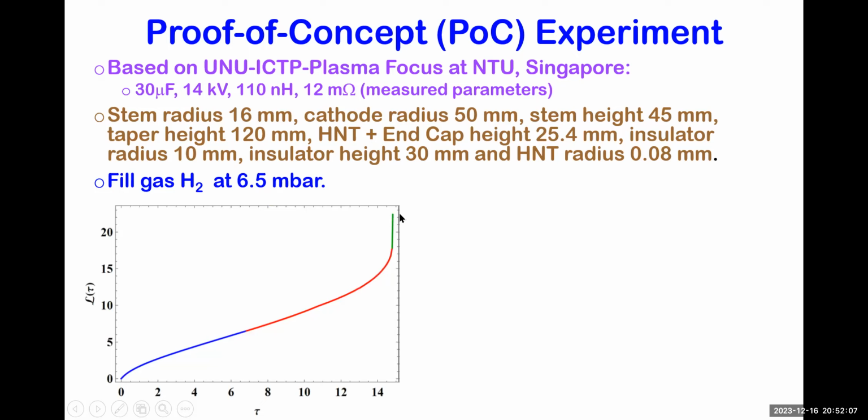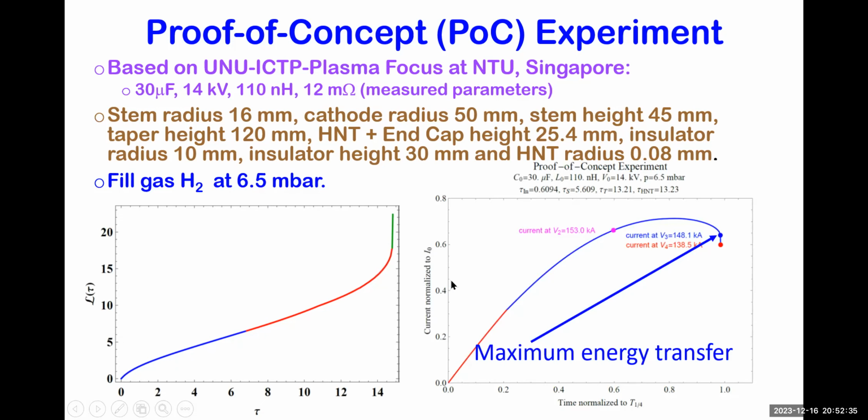So this figure shows the calculated dimensionless inductance during the propagation. The blue portion corresponds to the propagation in the stem region. The red corresponds to the propagation in the taper region, and the green corresponds to the propagation in the hypodermic needle tube region.